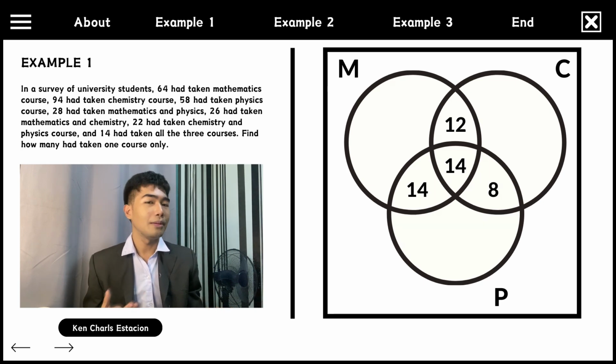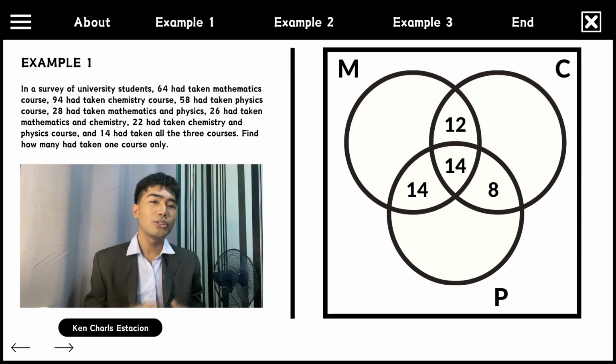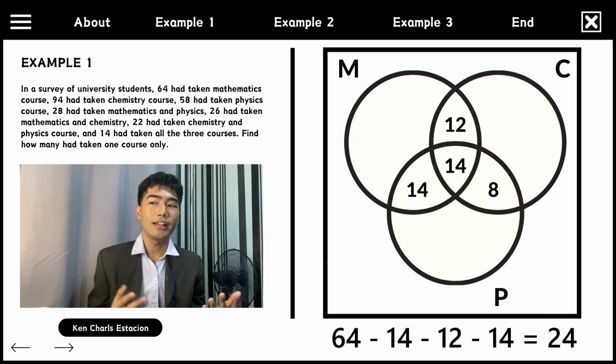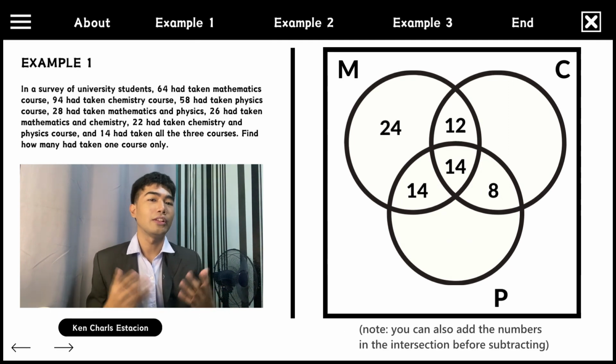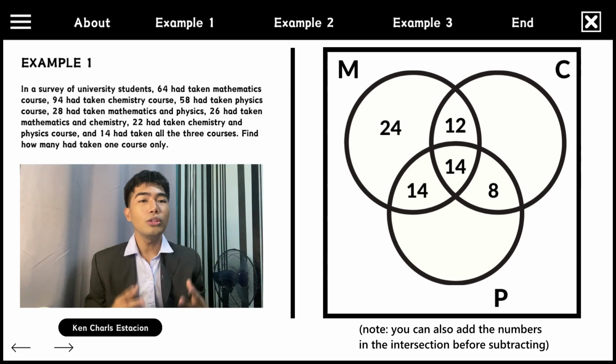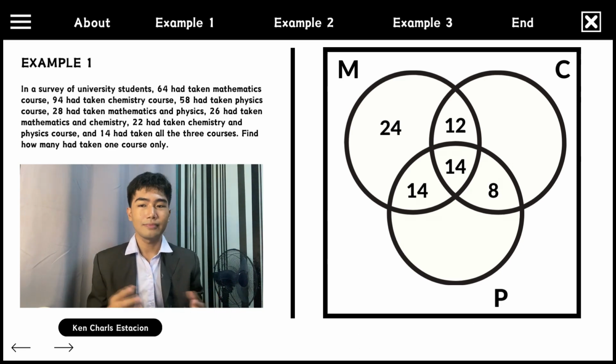As we can see in the table, we have 14 students who are also taking mathematics and physics, 12 students taking mathematics and chemistry, and 14 students taking all of them. To get the students who only took this course, we're going to have to subtract 14, 12, and 14 from 64. After subtracting, we get 24, which means there are only 24 students taking the mathematics course only.